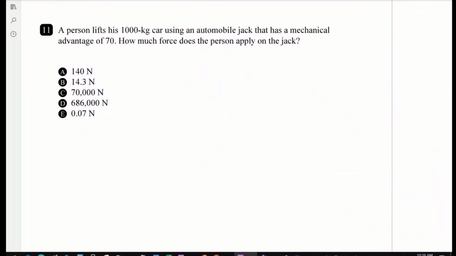A person lifts 1,000 kilogram car using the automobile jack that has a mechanical advantage 70. How much force does the person apply on the jack? So if you try to lift a car, the mass of the car is 1,000. So the weight of the car equals 1,000 times 9.8. This is the weight, okay, which is a force.